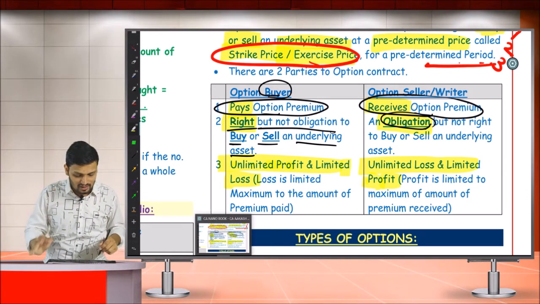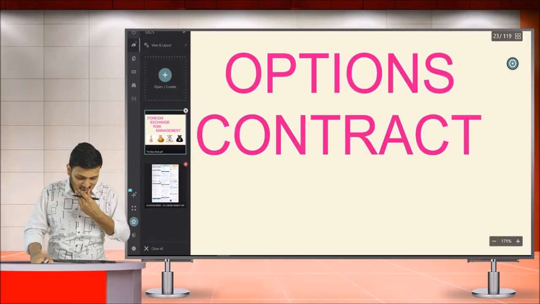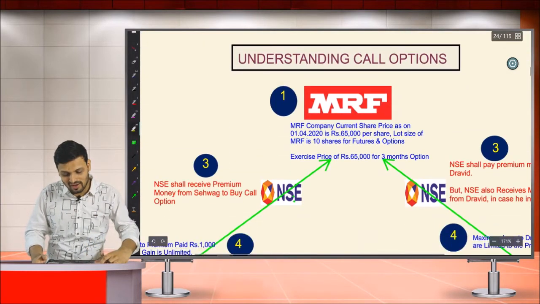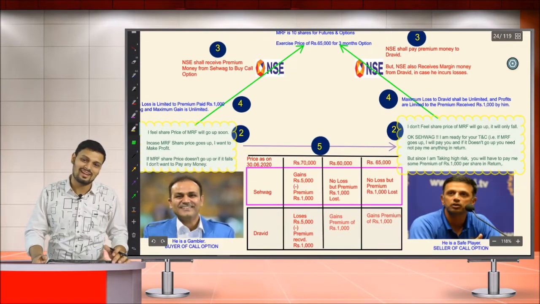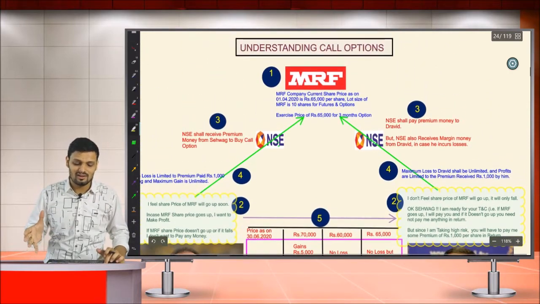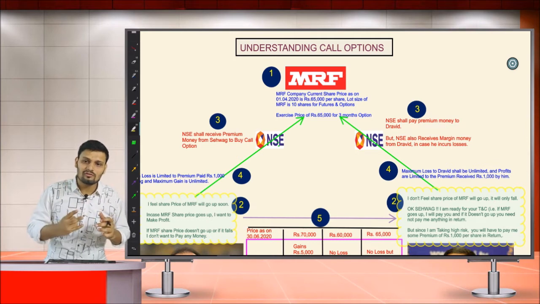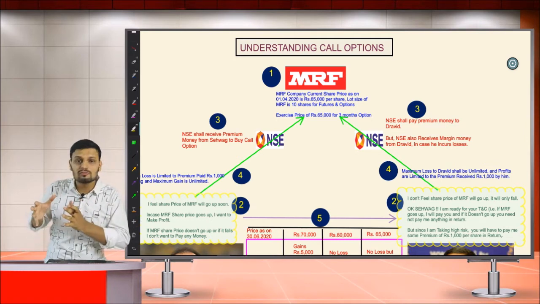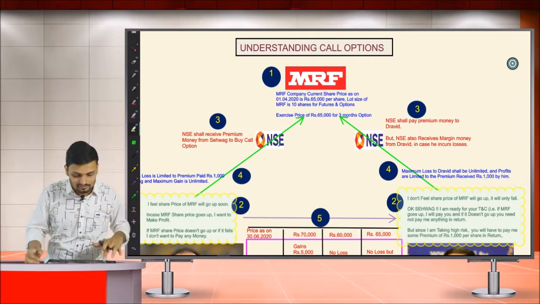So now let us try to understand with the help of my storybook. As you all know, the storybook is one of my best products to understand anything with the help of a story. So now let us try to understand this options contract. There are two types of options: call options and put options. First, let us try to understand what a call option is.